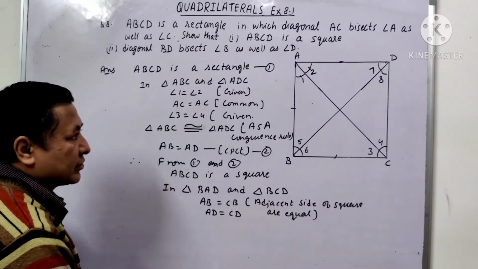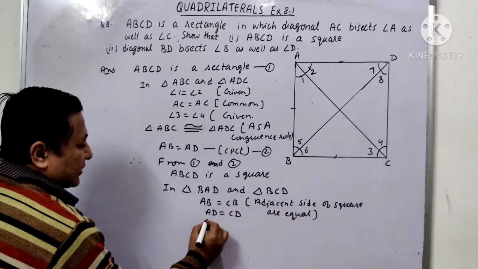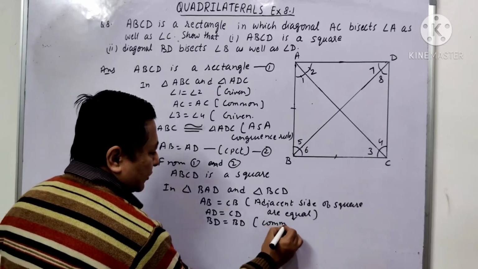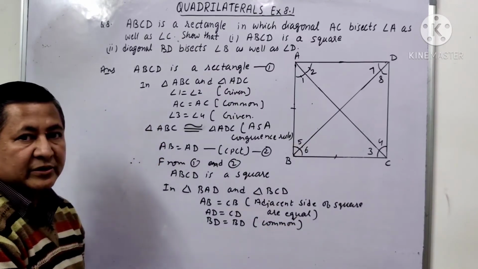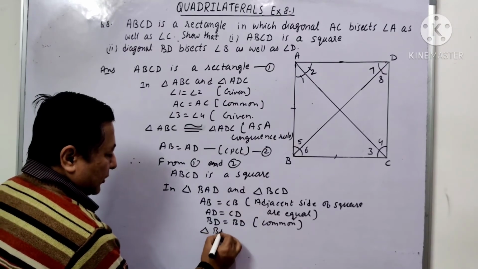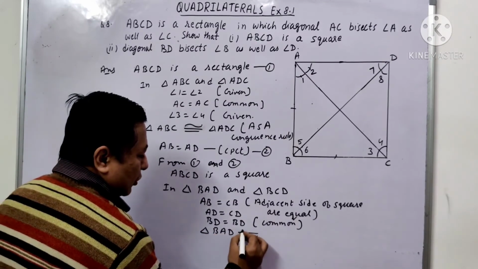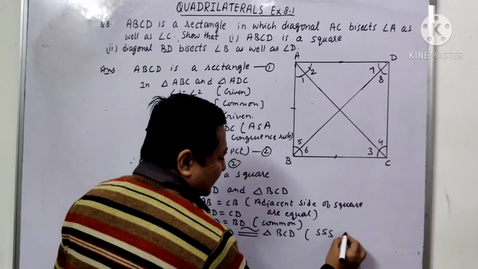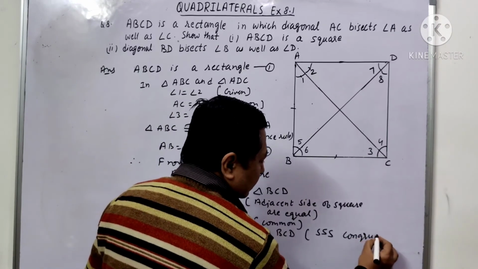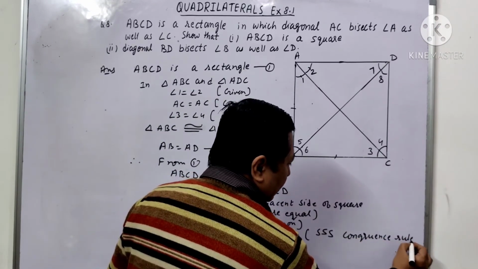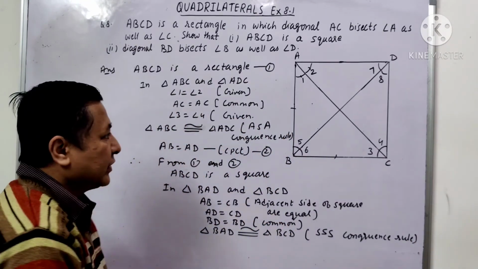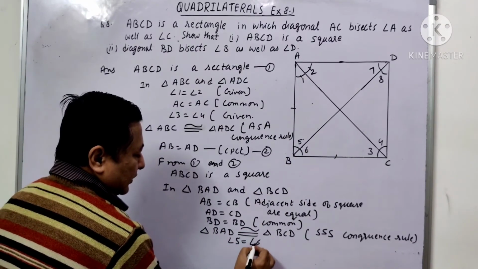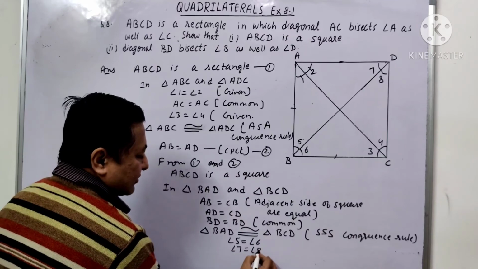Now one more side is common, and what is that common side? That is BD. BD equals BD, common. So therefore the two triangles are congruent: triangle BAD is congruent to triangle BCD by the rule known as SSS congruence rule. Now since these two triangles are congruent, angle 5 and angle 6 will be equal, and similarly angle 7 and angle 8.